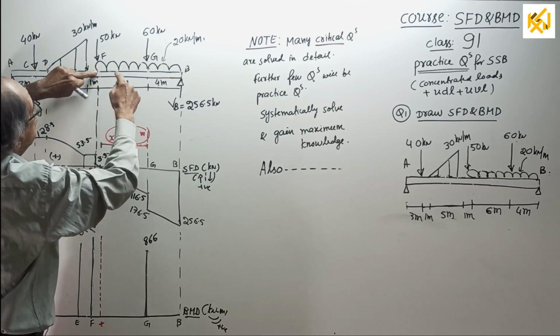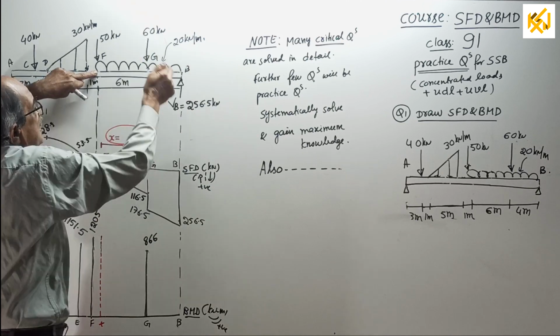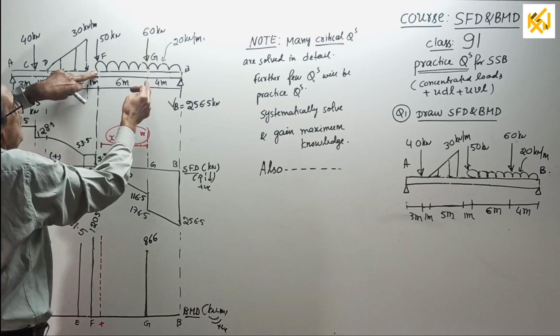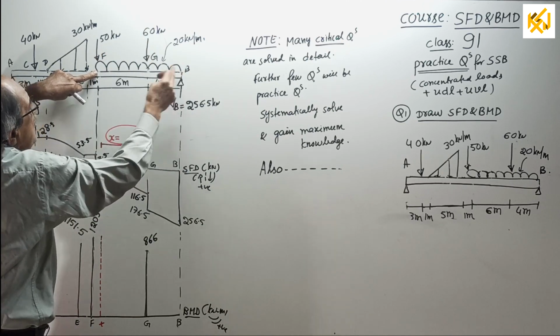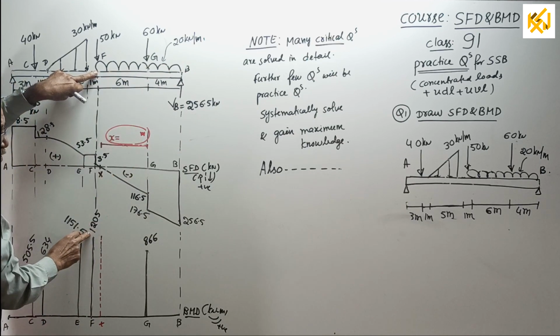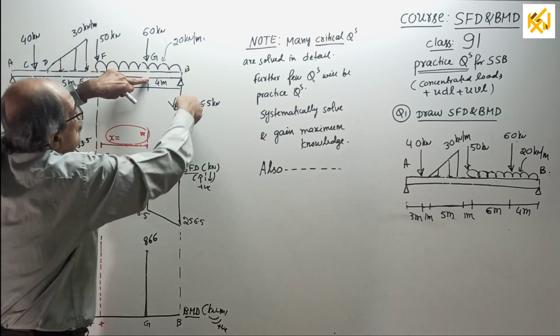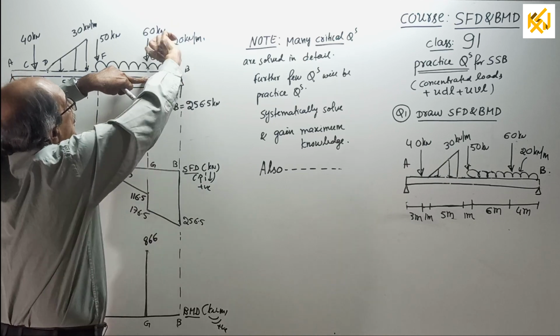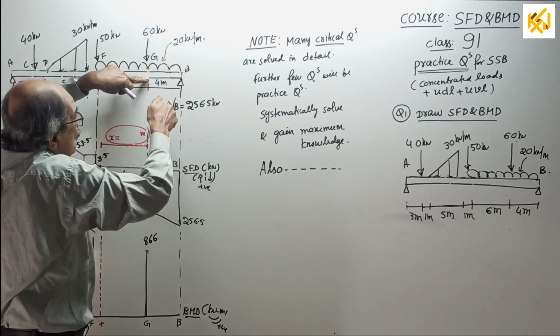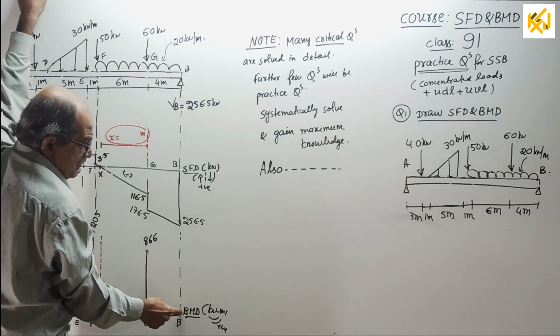BM at F. Look this side. This reaction into 10, minus 60 into 6, minus 20 into 10 into 10 by 2. 1205. BM here: 256.5 into 4, minus 20 into 4 into 4 by 2. You get the BM here, 0 here.